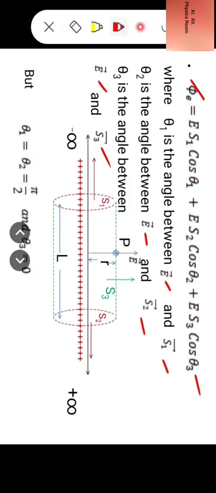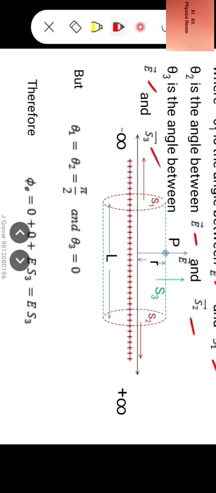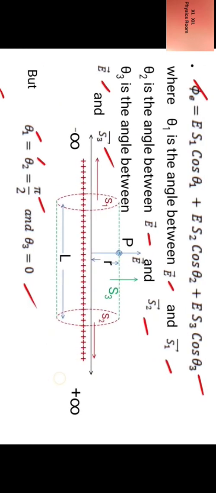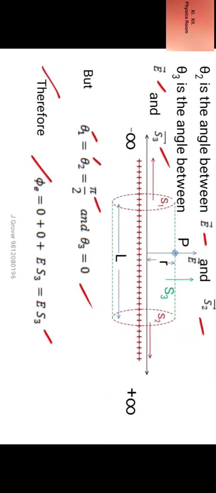But theta 1 is equal to theta 2 is equal to pi by 2 and theta 3 is 0. You look at the diagram and mark the directions of E and S surface. Accordingly you will get the magnitude of the angle. Therefore total electric flux phi E would be equal to 0 plus E into S3. After substituting the values of theta 1, theta 2 and theta 3, we get the final result as total electric flux linked phi E is equal to E into S3, where S3 is equal to 2 pi r into L.